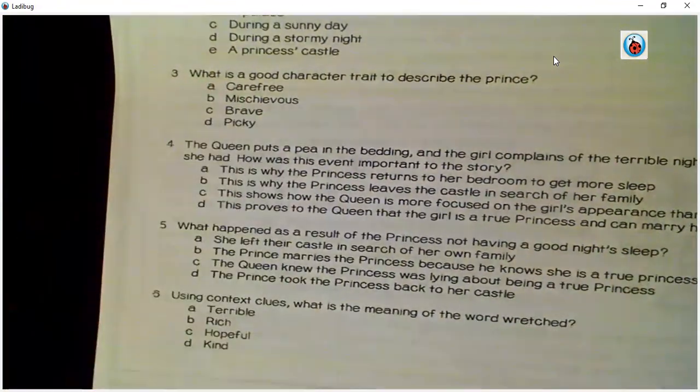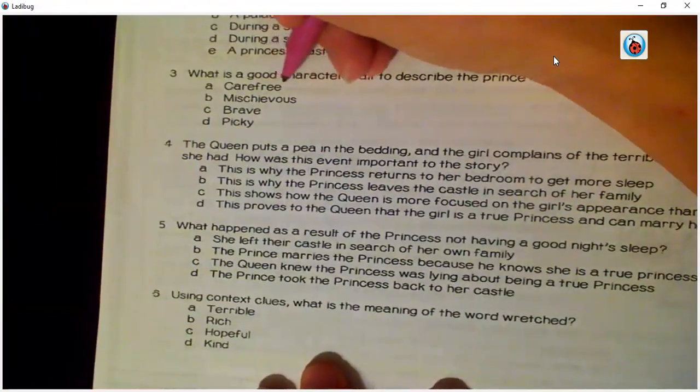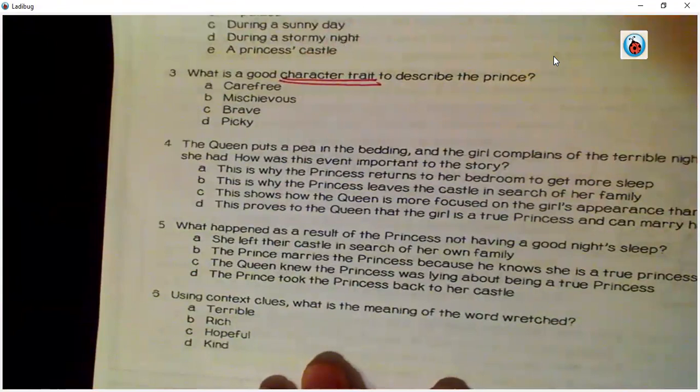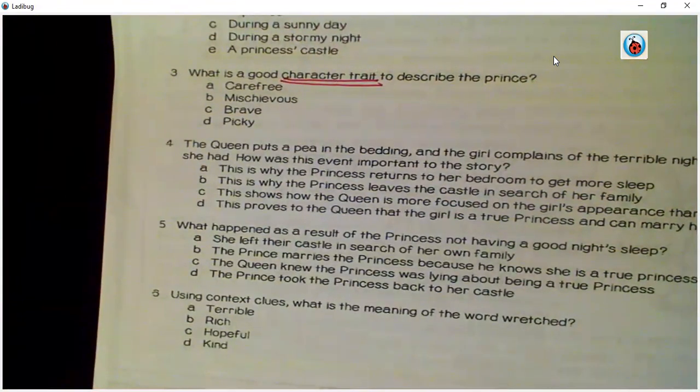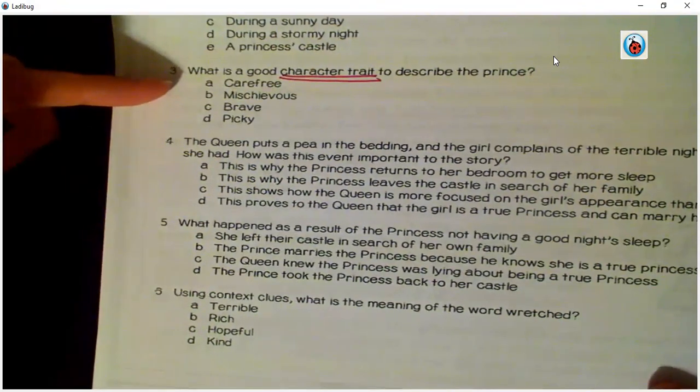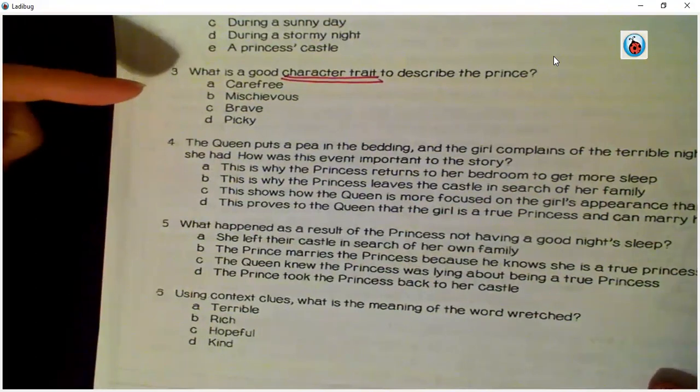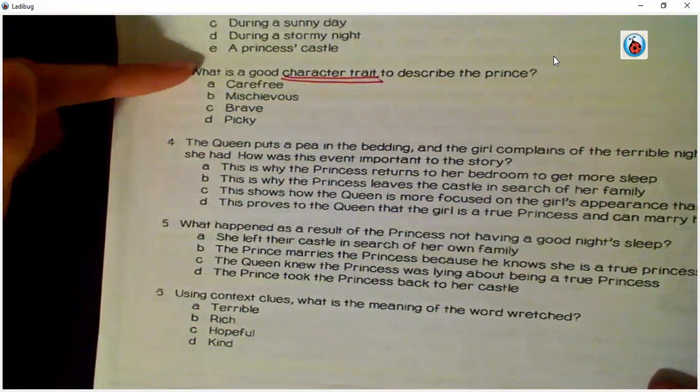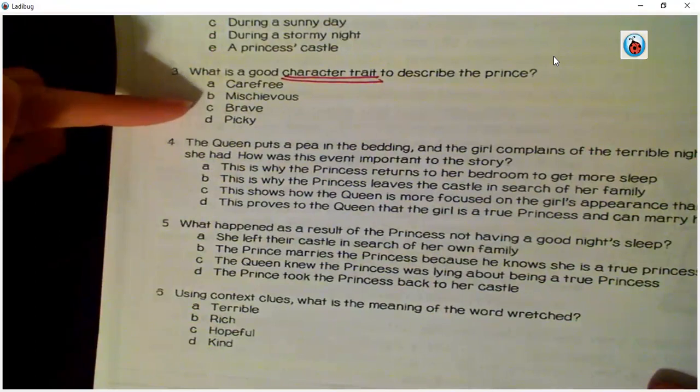What is a good character trait to describe the prince? Character trait. So when we're asked questions about character traits, we want to make sure that we think about the character's words that they spoke, the thoughts that they had, the actions that they had in the story. So what did they do in the story? How did they speak? How did they think to themselves in the story? And we're given 4 choices here. So in class, if we were doing this together, I would tell you to eliminate the answers that don't make sense. So we see carefree, mischievous, brave, and picky.